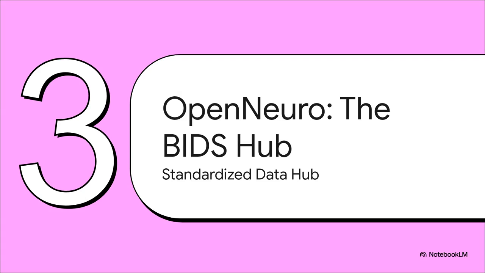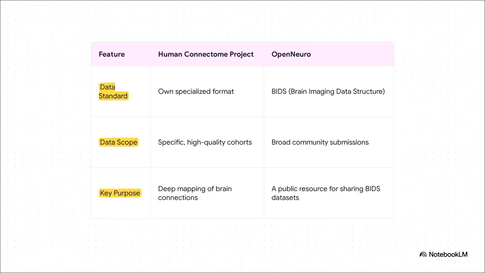If the HCP is like a foundational monument, think of OpenNeuro as the modern, bustling city square. It's the place where the whole community comes together to share their data using a common, standardized language. And you can see the differences are pretty fundamental. Where HCP uses its own specialized format, OpenNeuro is built entirely around that BIDS standard we just mentioned.